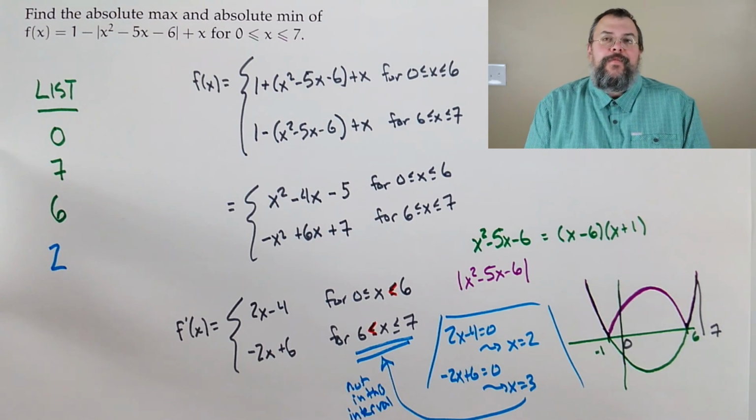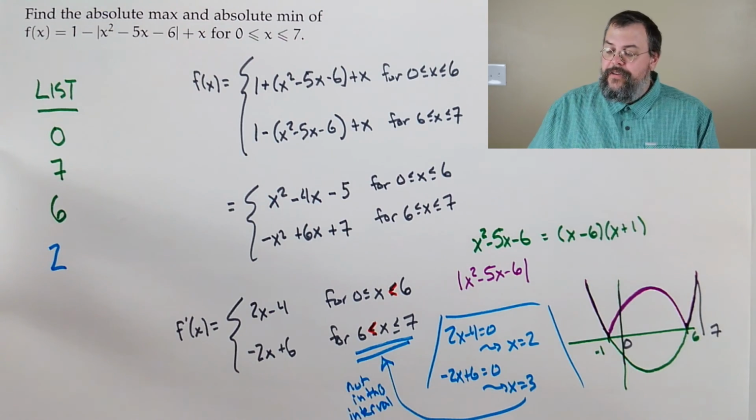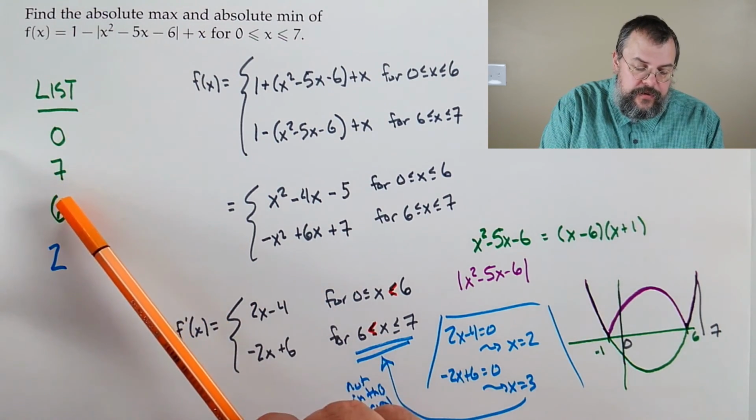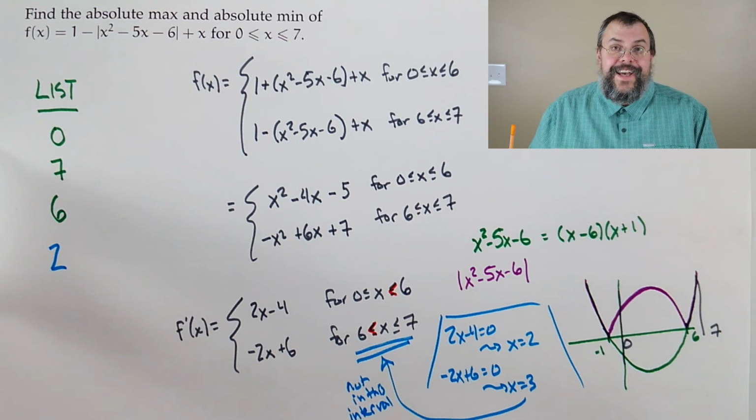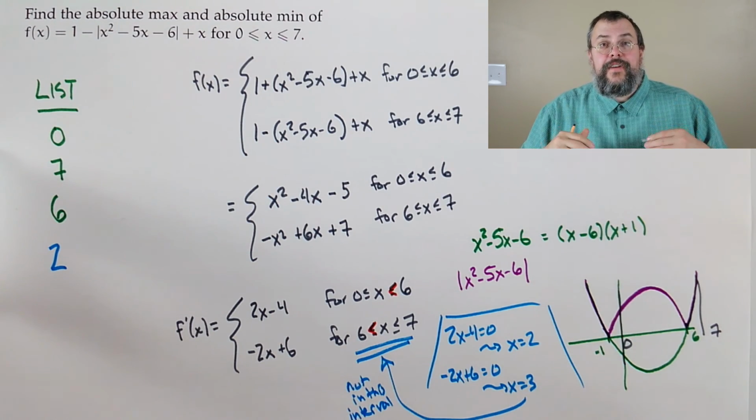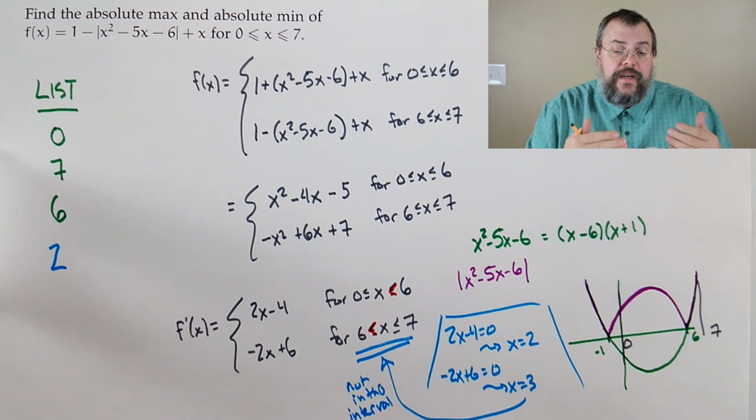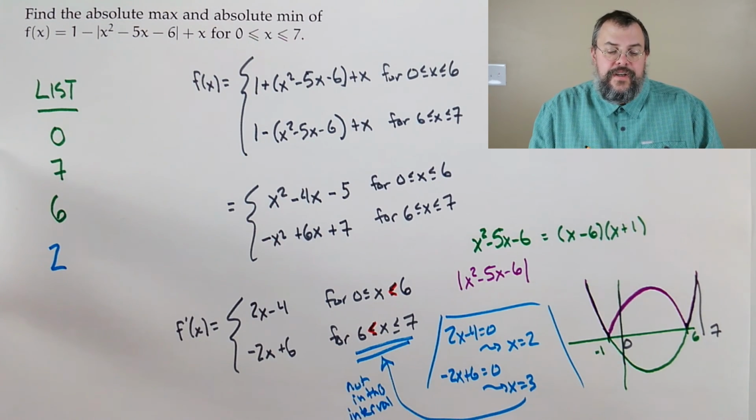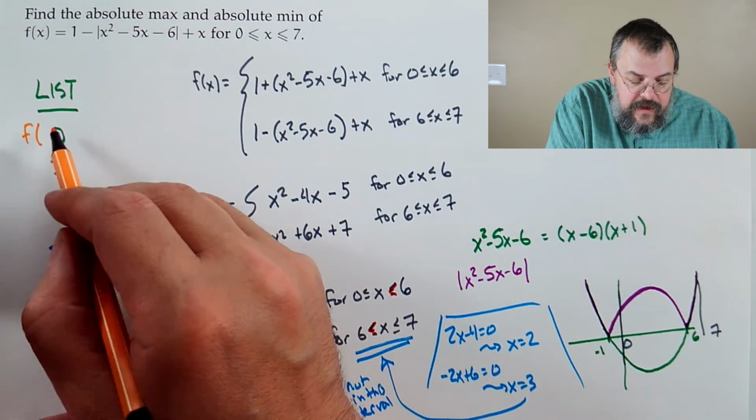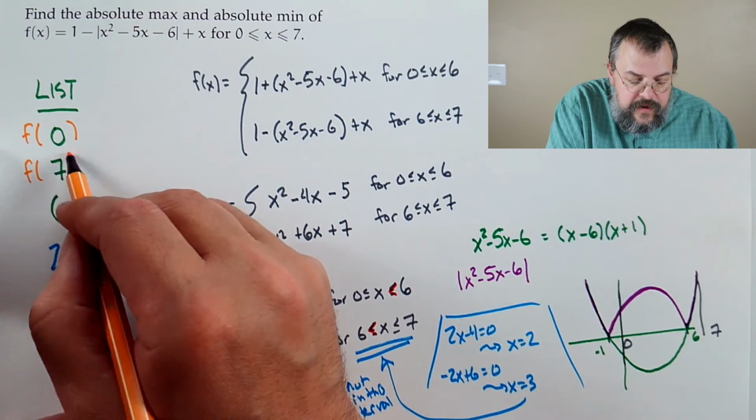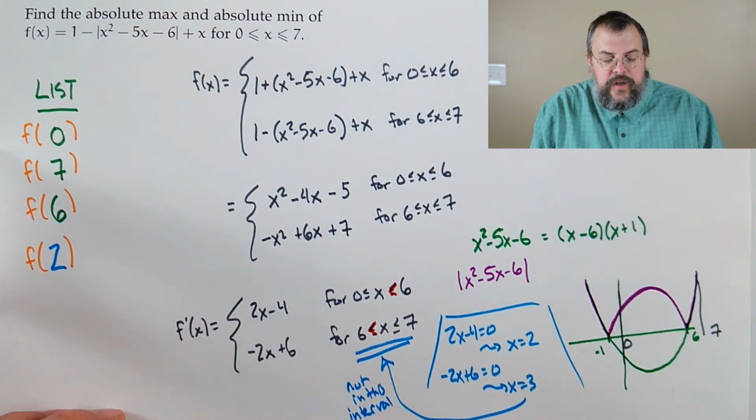All right. So we are now done with making our list. We found our boundary points, where our derivative is undefined, and where our derivative is 0. Okay, so the process now says take your list and plug it into the function. So we're going to plug every one of these points into our function: 0, 7, 6, and 2, all into the function.